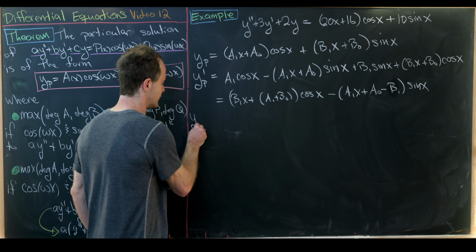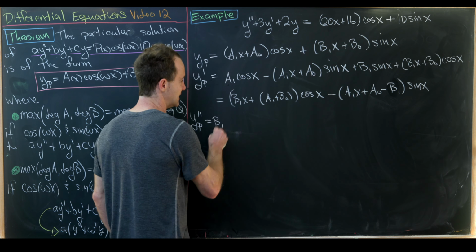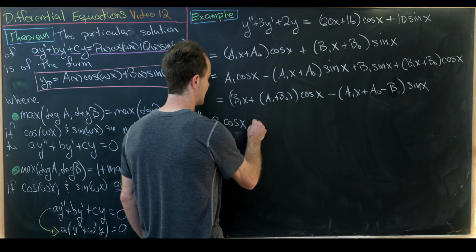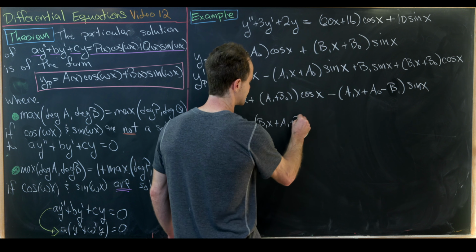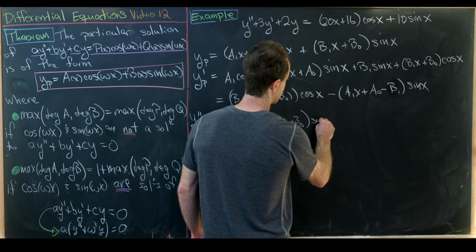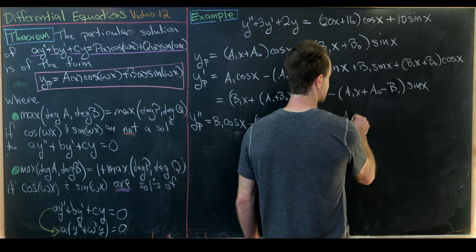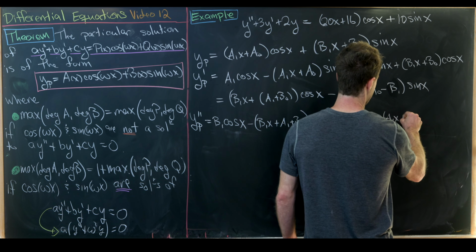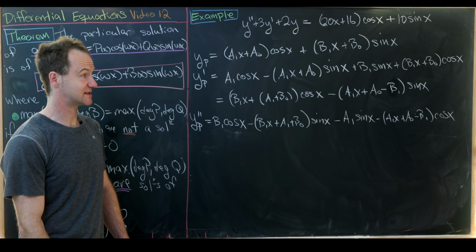Now let's take a second derivative, so yp double prime. So that's going to give us something like b1 times cosine of x from taking the derivative of the polynomial portion. And then we'll have minus b1x plus a1 plus b0 times sine x from taking the derivative of the sine portion. And then we'll have minus a1 times sine x and minus a1x plus a0 minus b1 times cosine x. That's from taking the derivative of the cosine portion, or the sine portion.